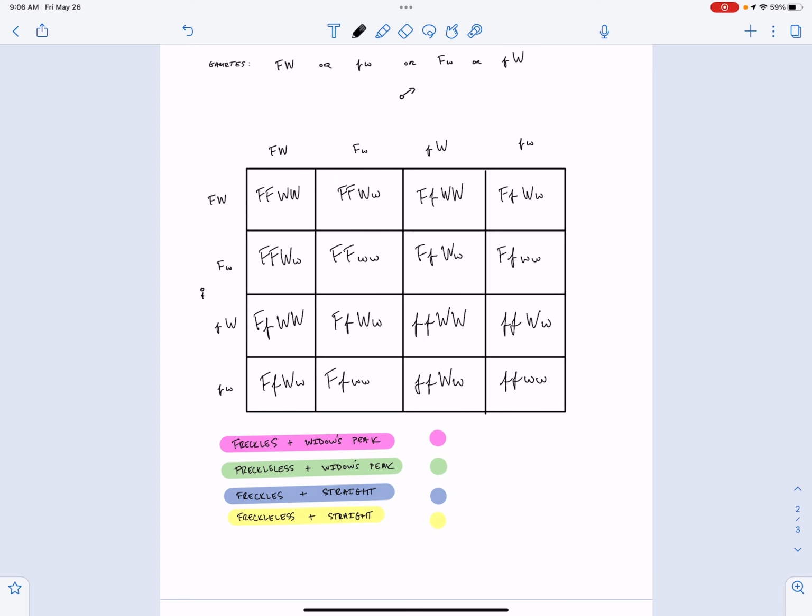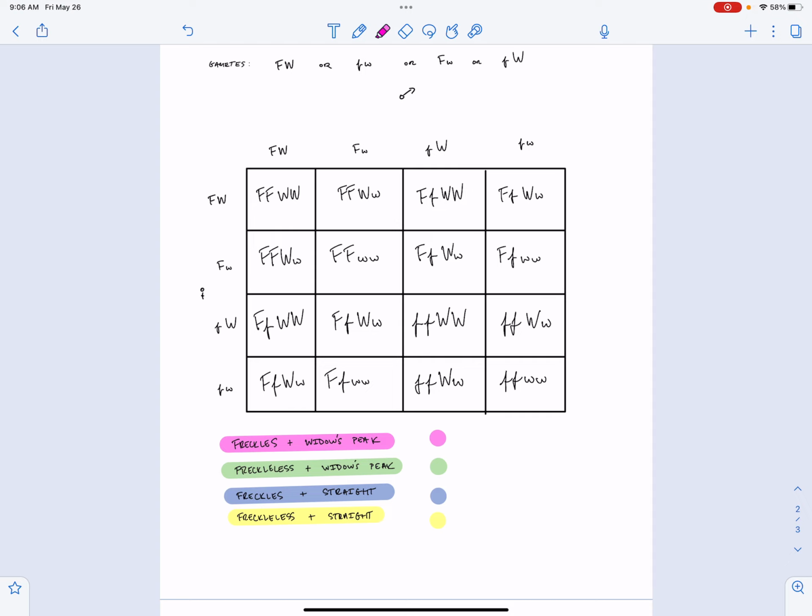Okay, so here is our completed Punnett square. So these are all the possible genotypes of the offspring. But what we really care about are the different phenotypes. So let's go through and color code all of the phenotypes that we find within the Punnett square.